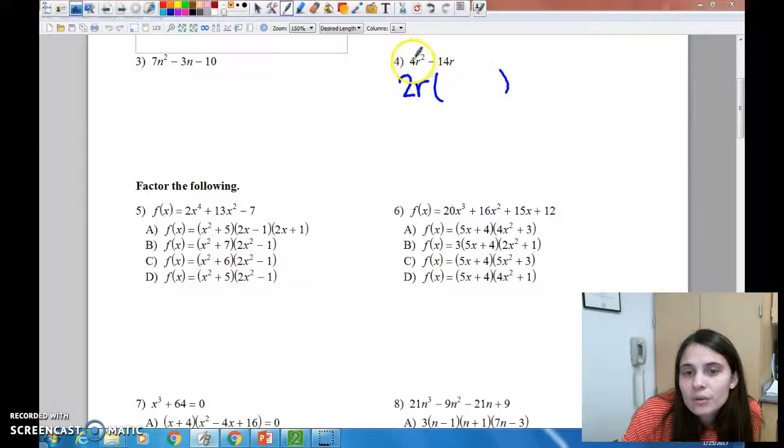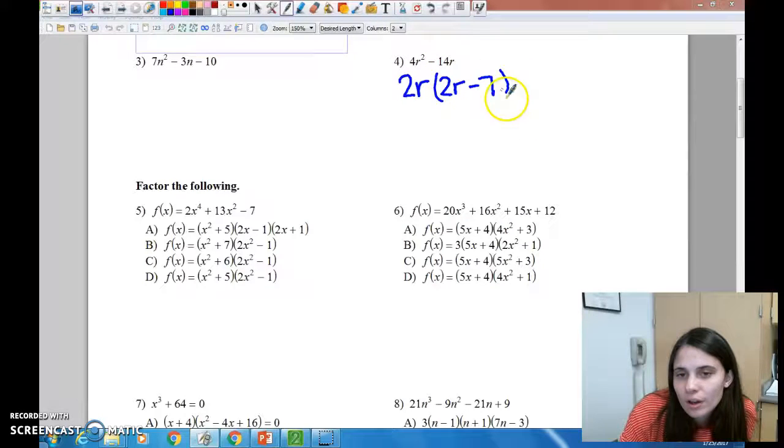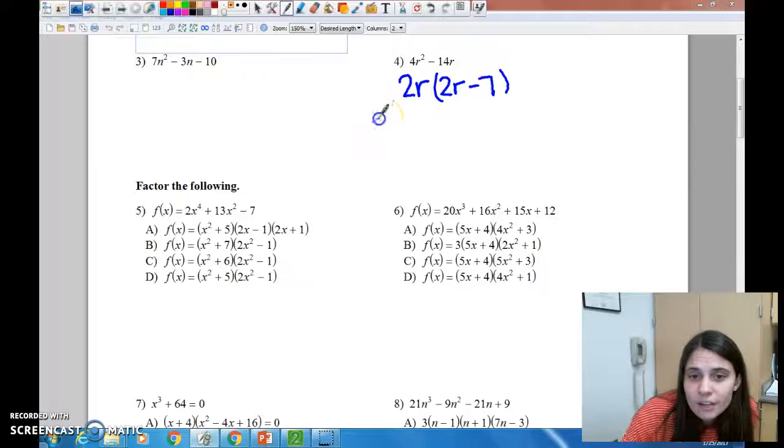So if I do 4 divided by 2, I have 2 left. R squared divided by r, I have 1r left. And then I have negative 14 divided by 2 is negative 7. And then r over r just cancel out to 1. So I have 2r minus 7. And if we look now, I don't have any r squareds anymore. I have 2 factors. So right from here, I can just set my 2 factors equal to 0.